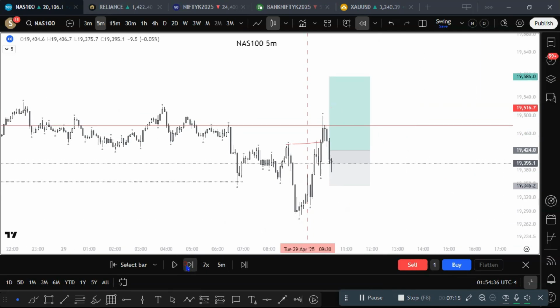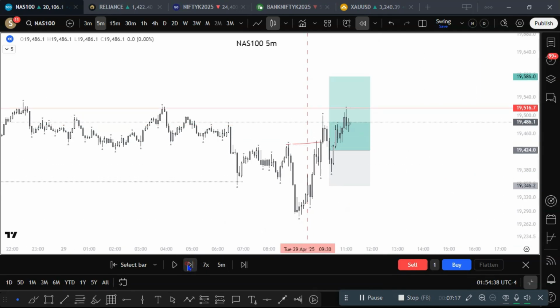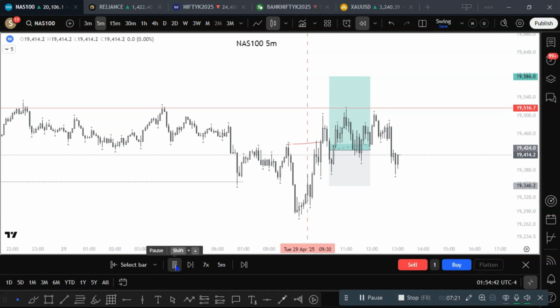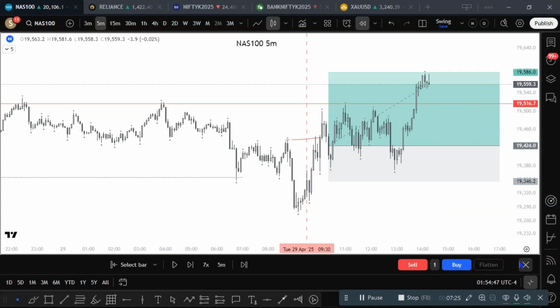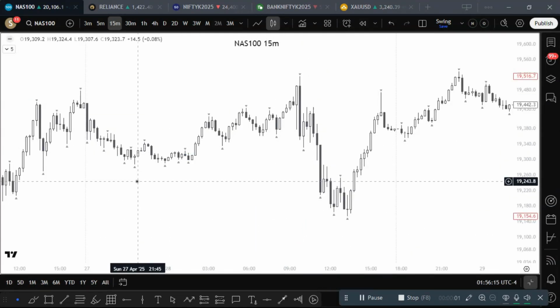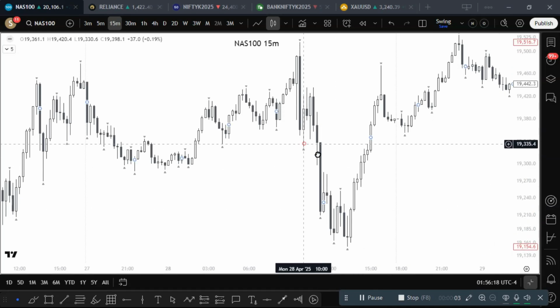Alright, now let's see what price did. Target is smashed. Alright, so let's see some more examples. So here we have another example. This is our Nasdaq 15-minute chart.